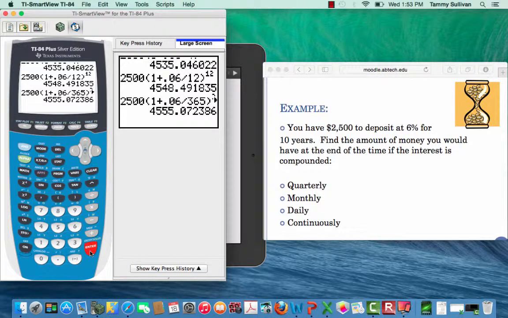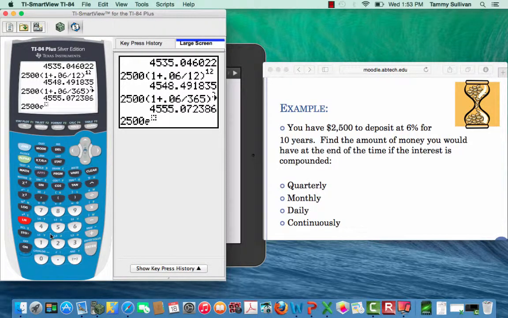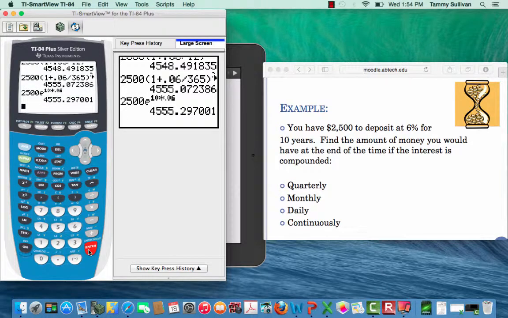So now we've got to do the continuous. So on the continuous, it was the beginning amount, and then it was your E raised to the, and then it was how many years times the rate. So it's going to be in the bank for 10 years times my rate of 6% as a decimal. And then the continuous gives me $4,555 and basically 29 cents, 30 if you round.